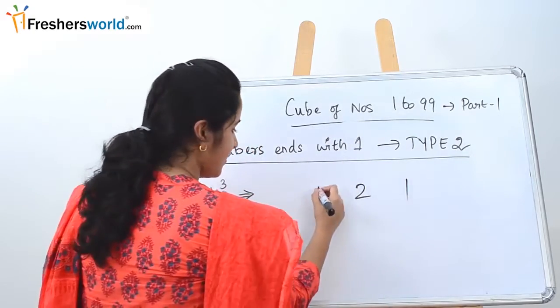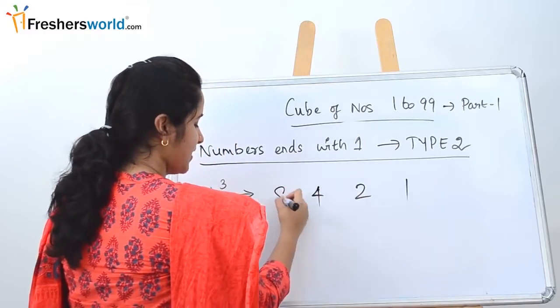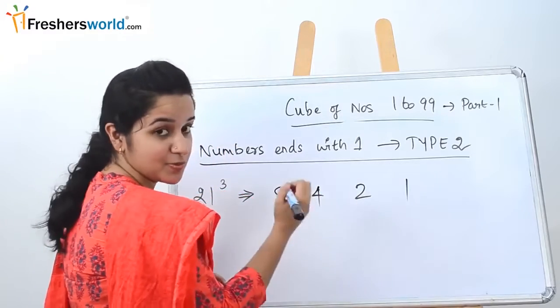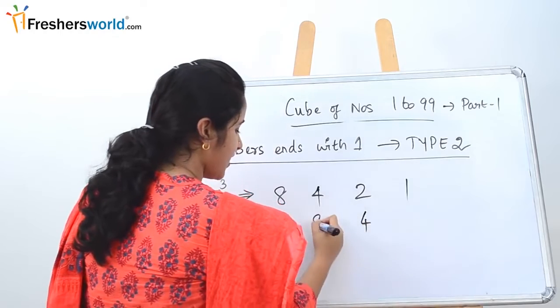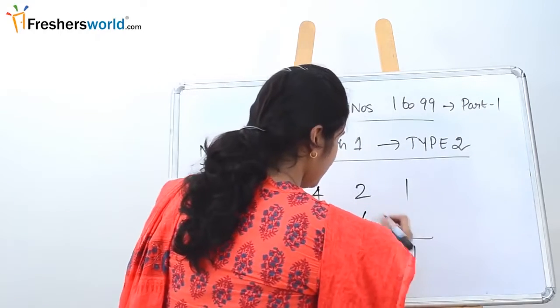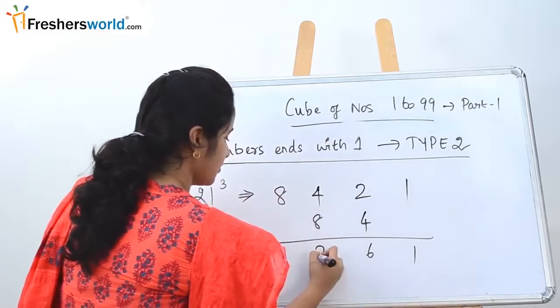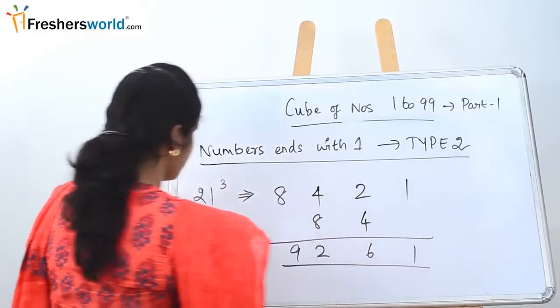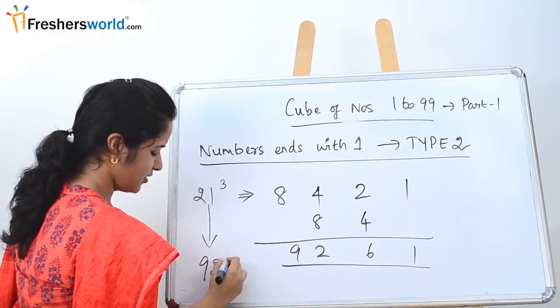Same way we are going to do. 2 square is nothing but 4. 2 cube is nothing but 8. Similarly multiply the middle digits by 2. 2 2s are 4. 4 2s are 8. Now add it. 1, 6, 9, 2, 6, 1. So 21 cube is nothing but 9261.